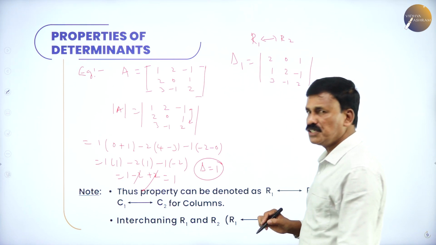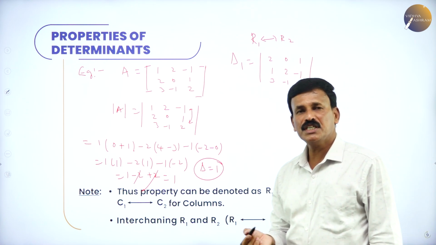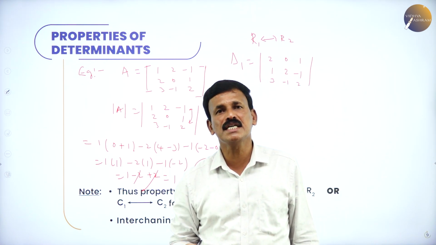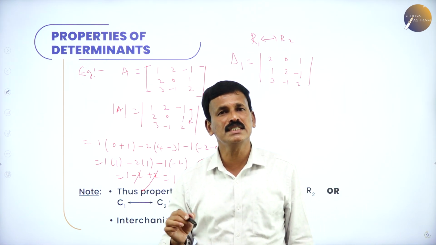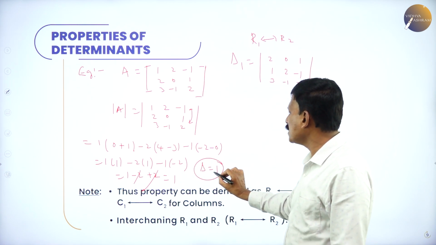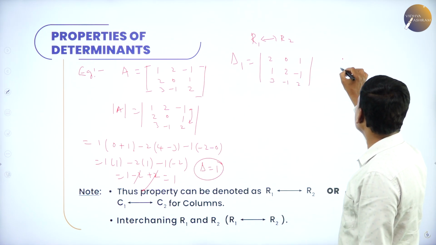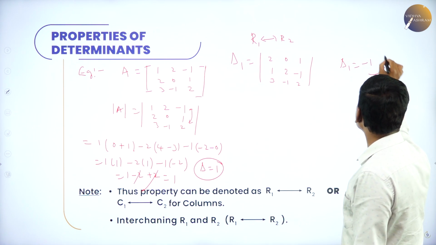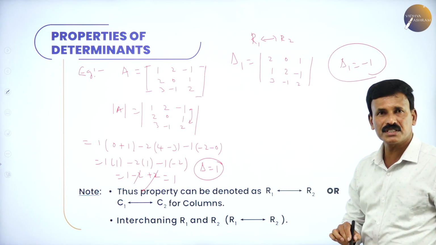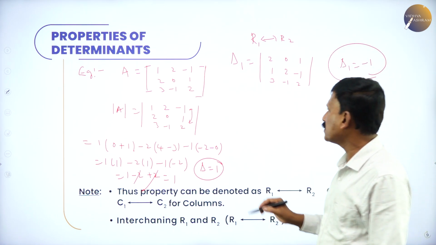According to the definition, if any two rows or two columns are interchanged, then the value of the determinant changes in its sign. So what is the answer? Delta 1 is equal to minus 1. Let us verify whether we will get minus 1 or not.